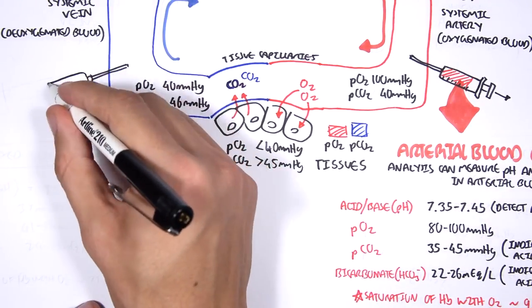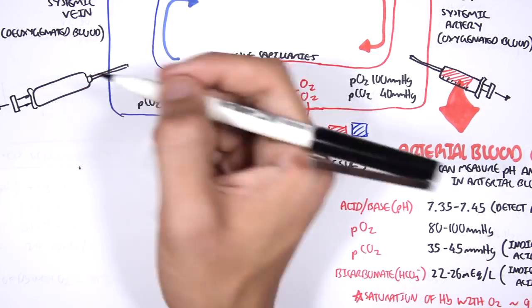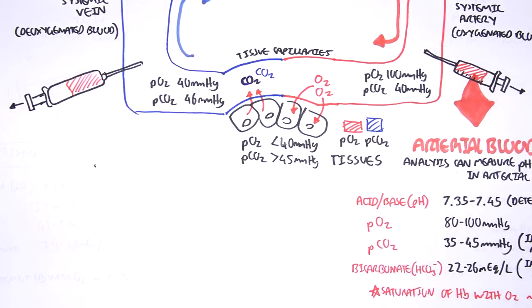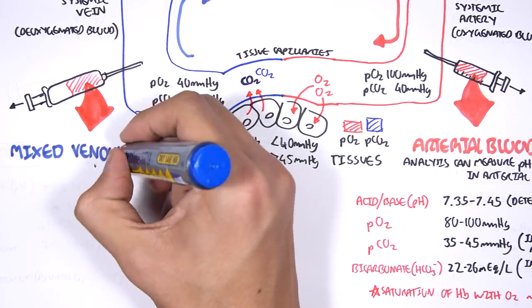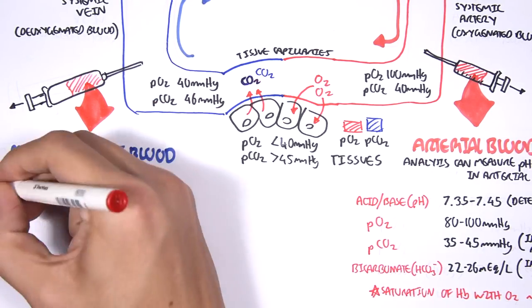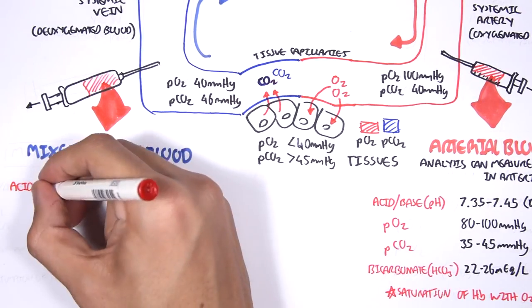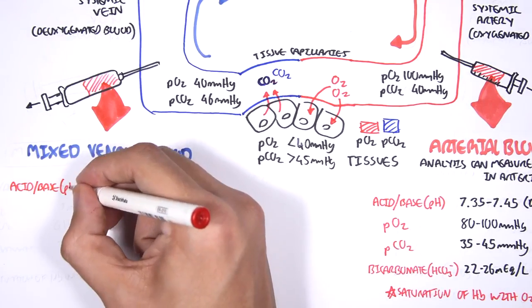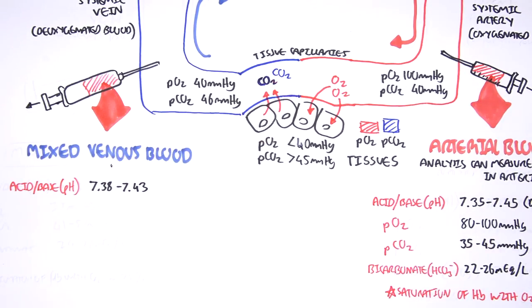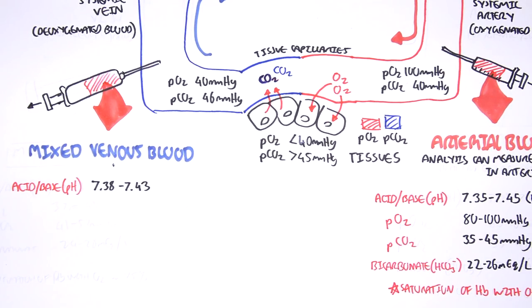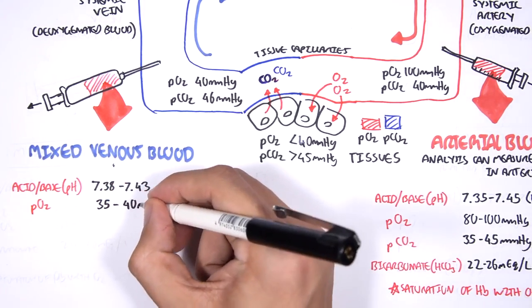But we can also measure the venous blood, so the mixed venous blood. Obviously the venous blood is going to be different to the arterial blood in the acid-base readings. So in the venous blood, the normal pH range is between 7.38 and 7.43. So it's slightly more acidic, and this is because we have more carbon dioxide. The partial pressure of oxygen is between 35 and 40 millimeters mercury, and this is quite normal because we've used up oxygen in the tissues.